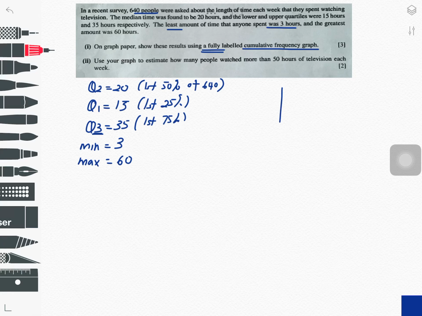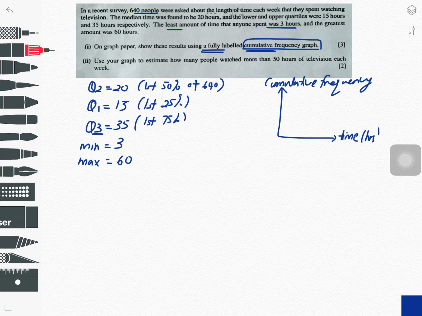So what is a cumulative frequency graph? Let's recall. In cumulative frequency graph, cumulate means what? Accumulate frequency. I don't even have a frequency. How can I accumulate? Okay, never mind, that's right. Cumulative frequency. And then what is your x-axis? Time used to watch the television. Is it in minute or hour? So you put here hours.